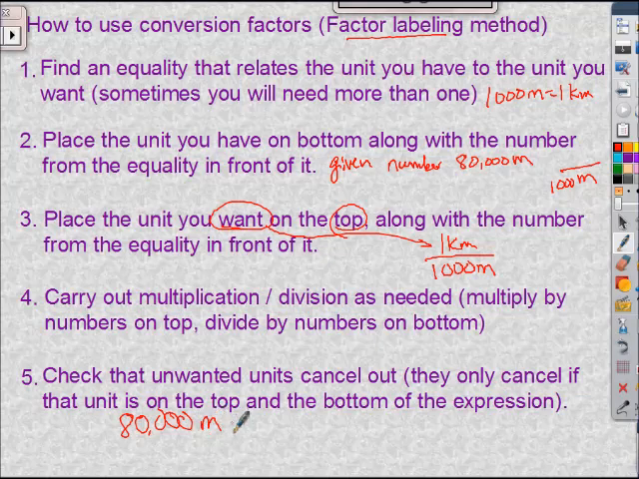Here's my meters times 1 kilometer per 1,000 meters. And when I look at canceling things out, if it's on top and on bottom, they cancel out. I cannot cancel things that are next to each other. They don't cancel. Only if it's on top and bottom can I cancel.